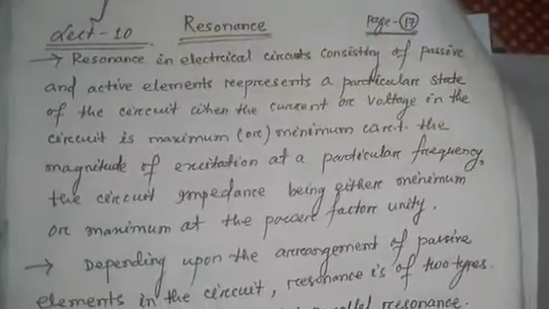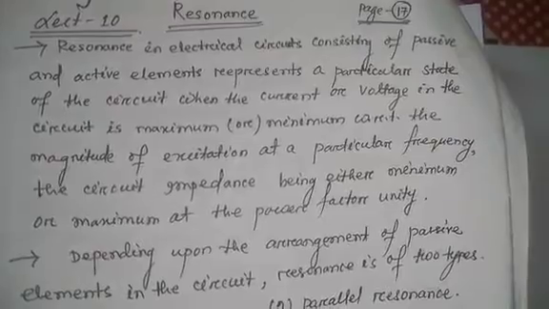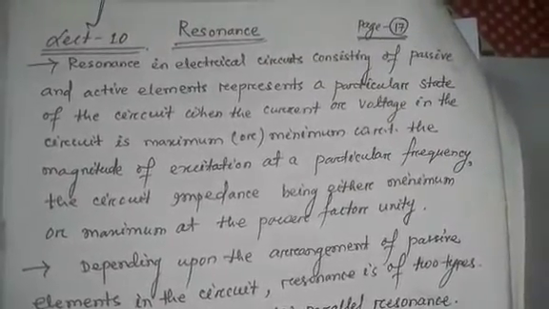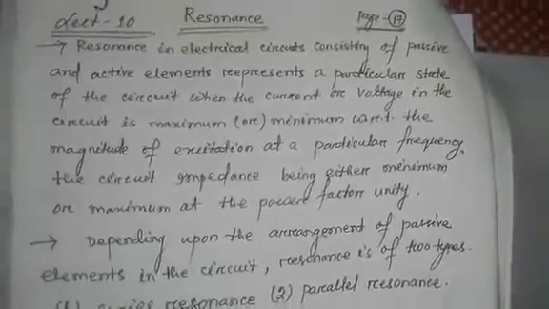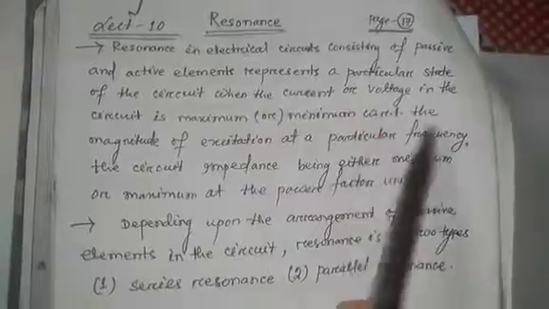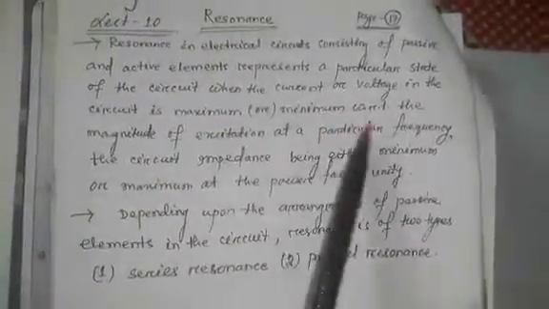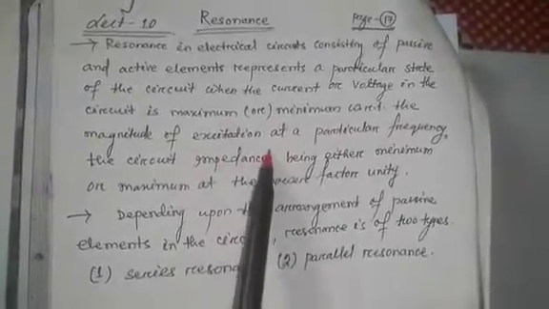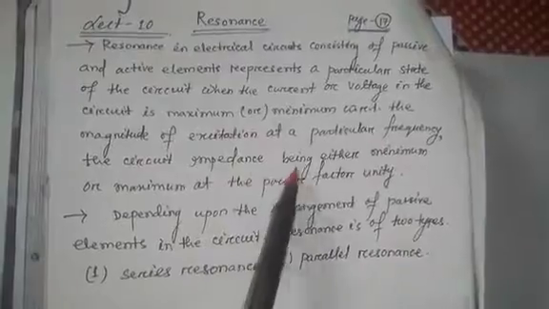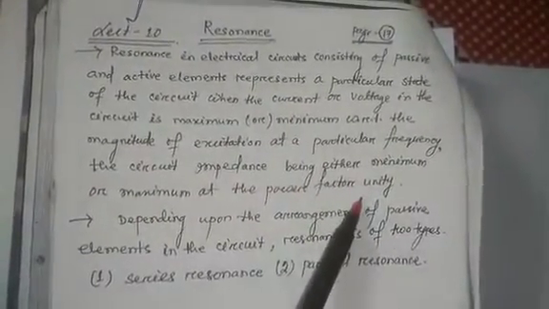We discuss resonance, in series and parallel resonance. What is resonance? Resonance in electrical circuits consisting of passive and active elements represents a particular state of the circuit when the current or voltage in the circuit is maximum or minimum with respect to the magnitude of excitation at a particular frequency. The circuit impedance is either minimum or maximum and the power factor is unity.